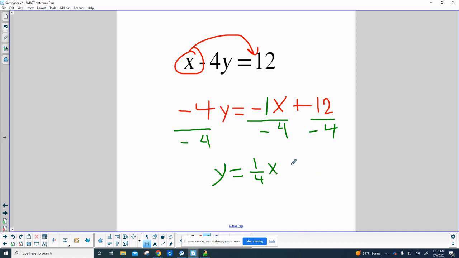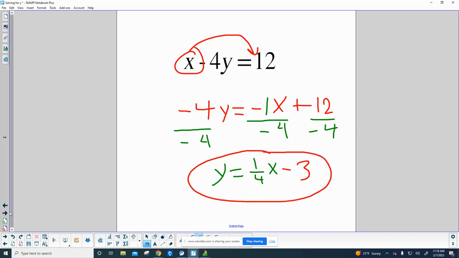And then at the end, we have 12 divided by negative 4. So 12 divided by 4 is 3. A positive divided by a negative, we don't want a positive here. We want a negative. So that's going to be a negative 3. And that would be our y-intercept. So we just solved that for y, and it is now ready for graphing.